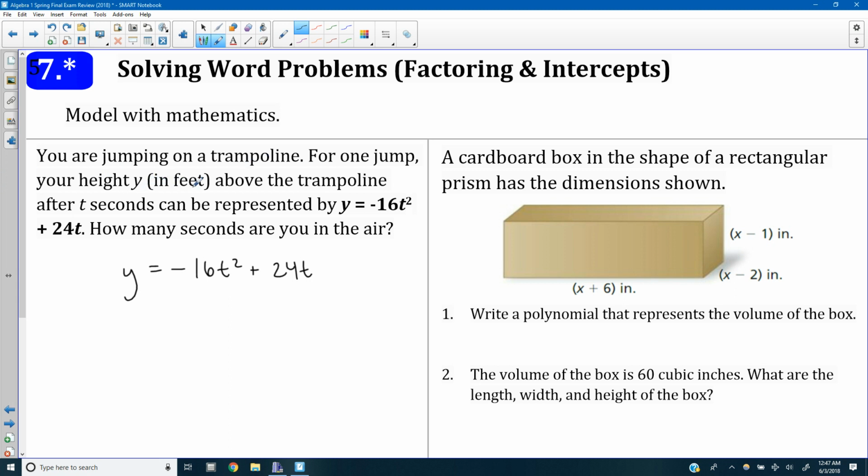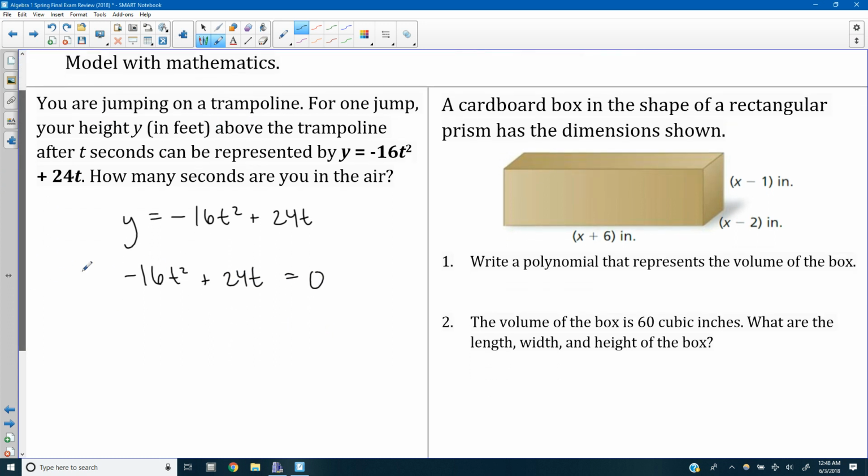Y is the number of feet above the trampoline. And if you're jumping on the trampoline, that means that when y equals 0, then you're on the trampoline. So what I can do is set y equal to 0. I'm going to change this into a 0. Say negative 16t squared plus 24t equals 0. Because if I solve for t, what I may get is more than one t value. Remember, it's a quadratic. You can possibly get 2 answers.